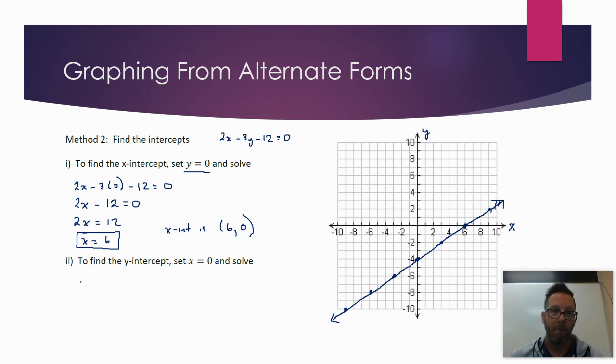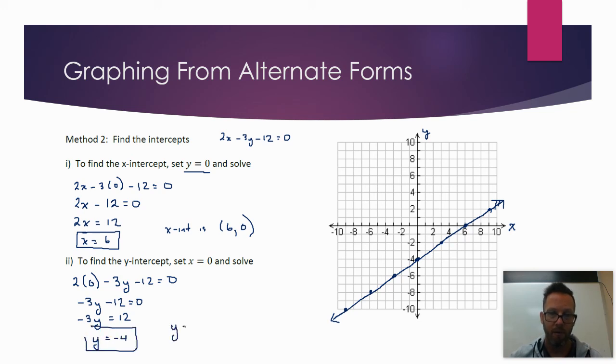To find the y-intercept, we do the same thing, but we plug in for x. Every y-intercept has an x value of 0, so plug that in. 2x minus 3y minus 12 equals 0. So that's just 0. So we're left with minus 3y minus 12 equals 0. Add 12 to each side, you get minus 3y equals 12. Divided by negative 3, you get y equals negative 4. So the y-intercept is x equals 0, y equals negative 4.